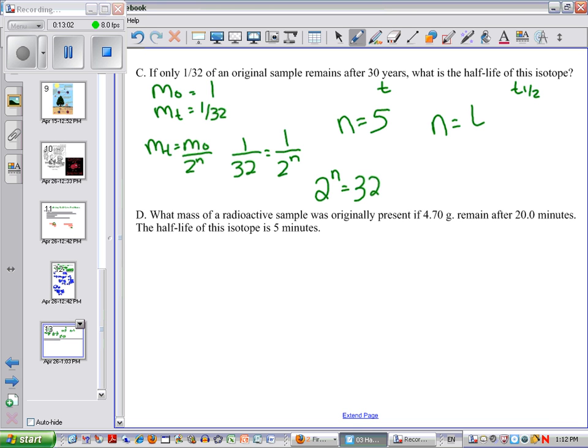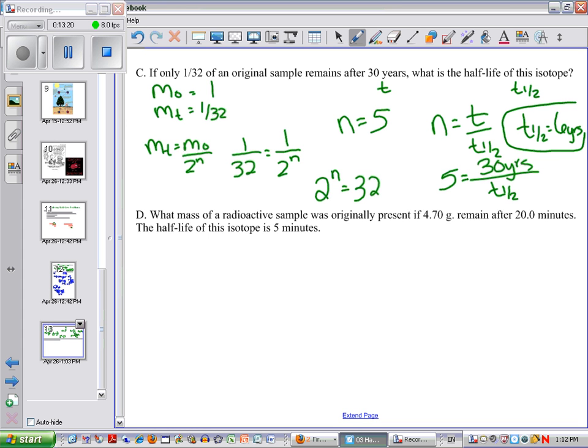n equals t over t 1/2. n is 5. t is 30 years. When we're looking for t 1/2, our unknown is in our denominator, so multiply it. Get it out of that denominator as quick as you can. And t 1/2 is going to equal 6 years.